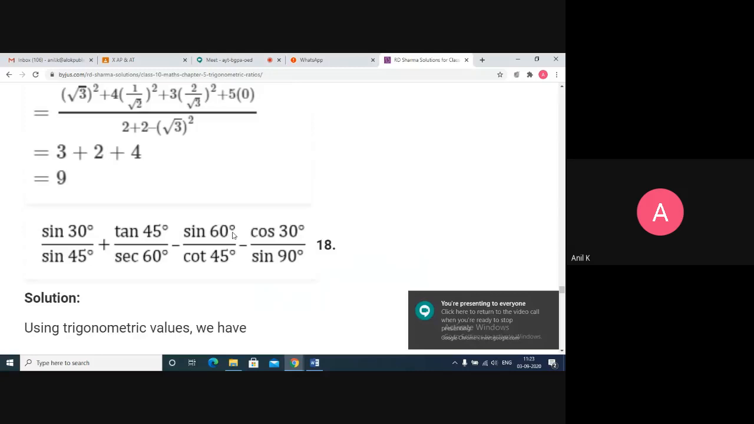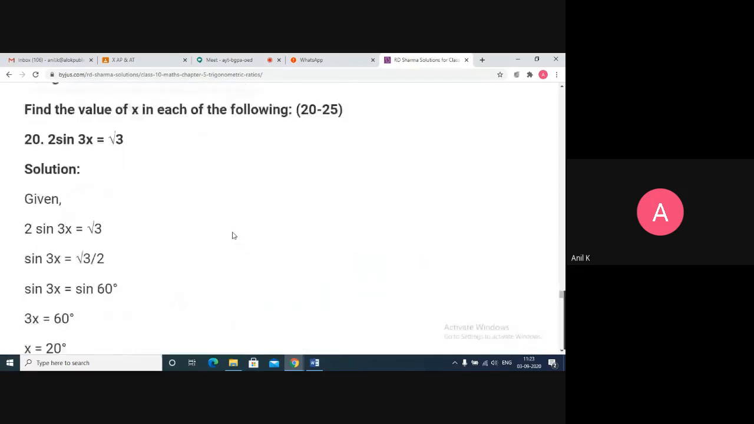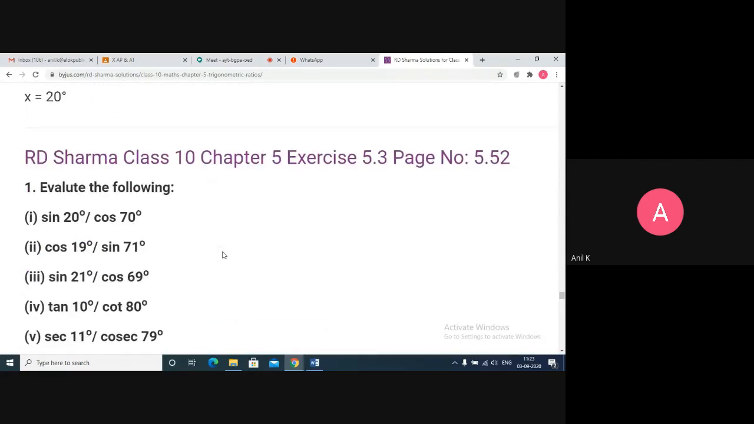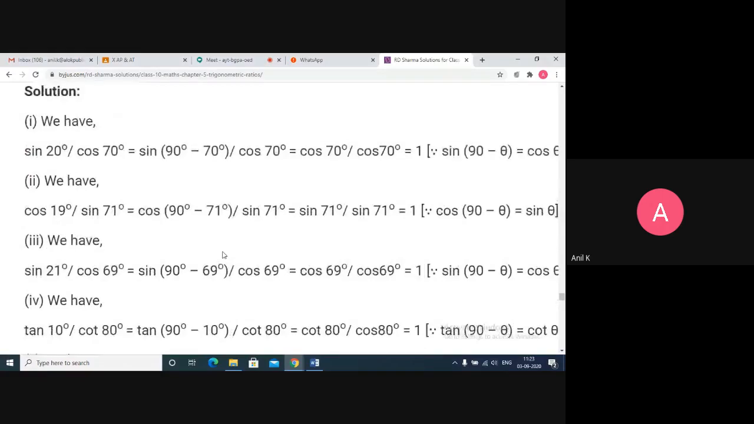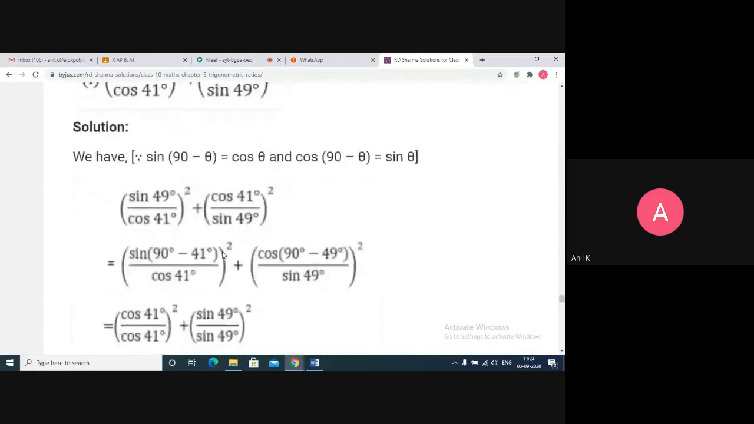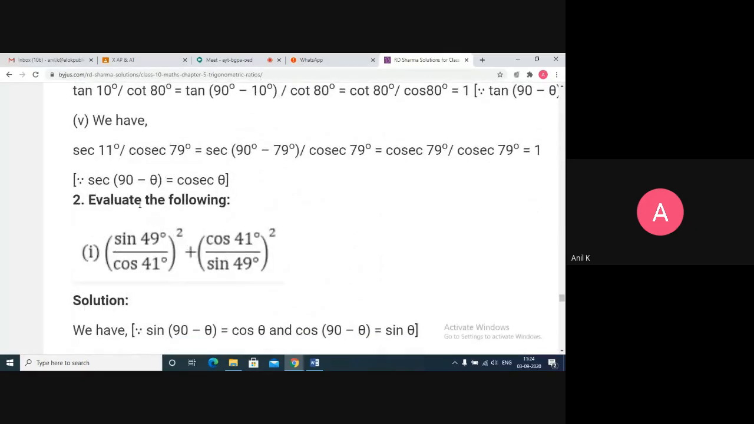Okay. So this type of question is also easy for us. But the only thing you have to keep in mind is that the values have to be substituted correctly and the simplification has to be done properly. Okay. Look at this second question. Evaluate the following. Don't use pen and paper. Try to solve it orally.